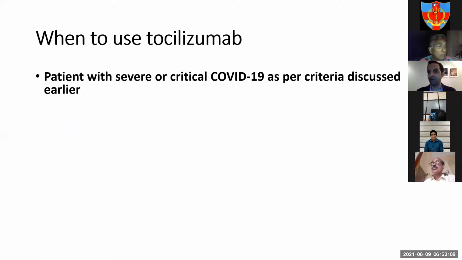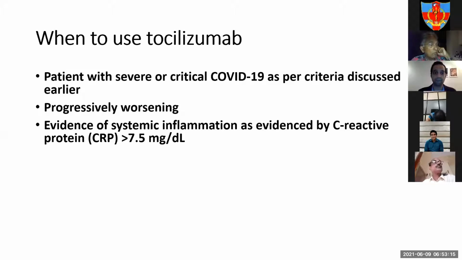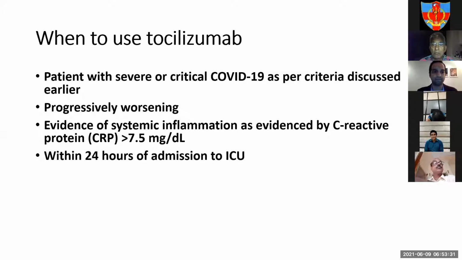Patient who has severe critical COVID-19, as per the criteria I showed before, the patient is getting worse, progressively worsening. There's evidence of systemic inflammation as shown by laboratory testing, usually a CRP, C-reactive protein, greater than 7.5 milligrams per deciliter. If you use milligrams per liter, it's 75. Within 24 hours of admission to the ICU. So ideally, it's a patient who's getting sick and they go in the ICU and immediately you should use tocilizumab. That's the time to use tocilizumab.